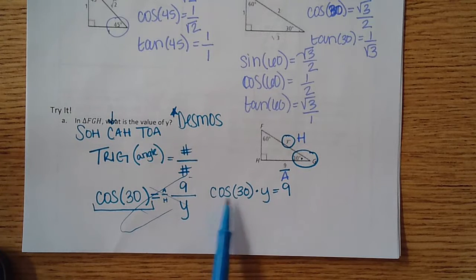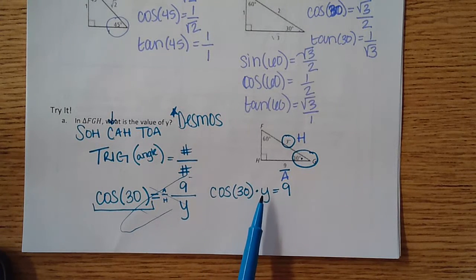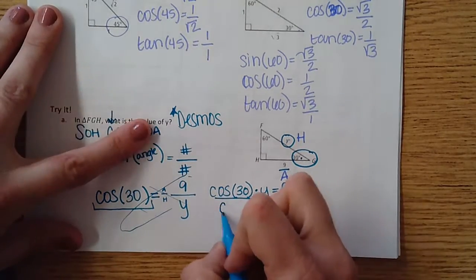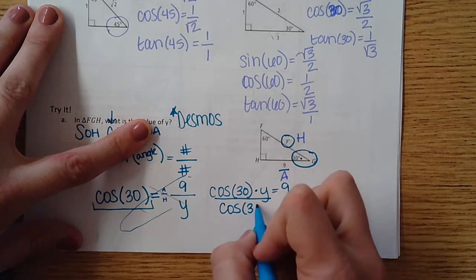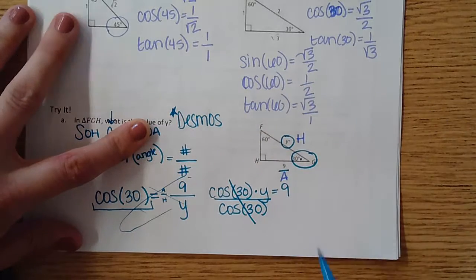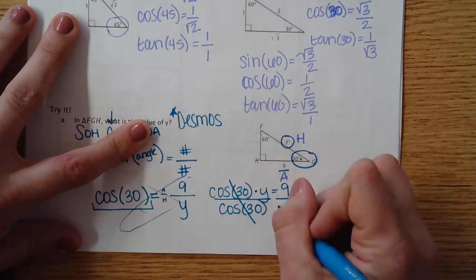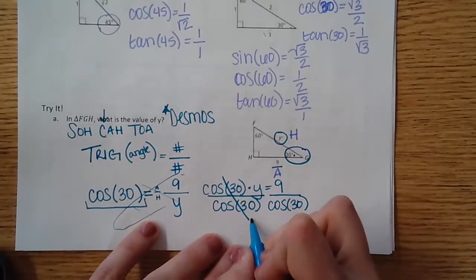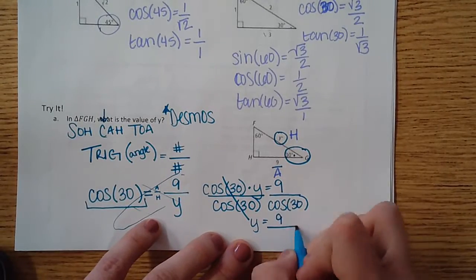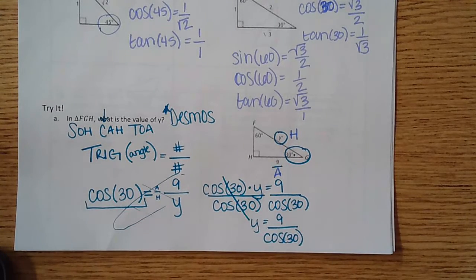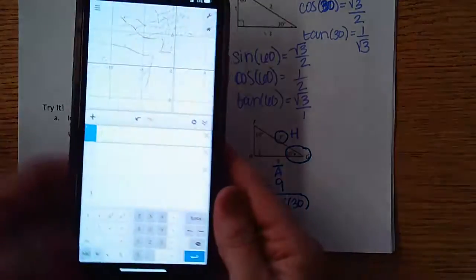Now I want you to think about this. If I had a number attached to my y and I'm trying to get y alone, what would I do with that number? Well, we would divide. So we're going to divide this side by the cosine of 30. By dividing by the cosine of 30, that goes away. But I have to divide this by the cosine of 30. So I'm left with y equals 9 divided by the cosine of 30 degrees. Now it just goes right into your calculator.